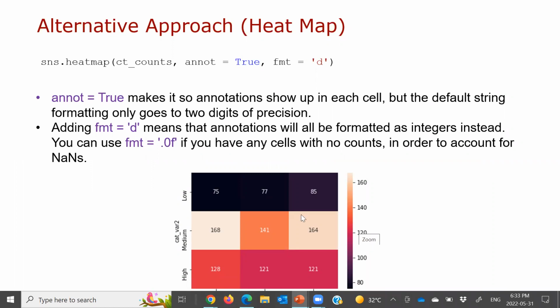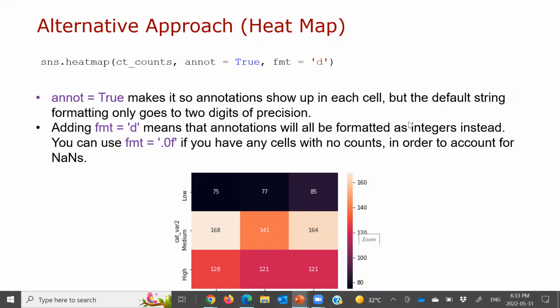Here the annotation equal true in order to find what? Annotation is equal true in order to find in each cell what is the number. And this FMT means that the annotation will be all formatted as integers. Usually it's a string. I think it's covered here with this one.